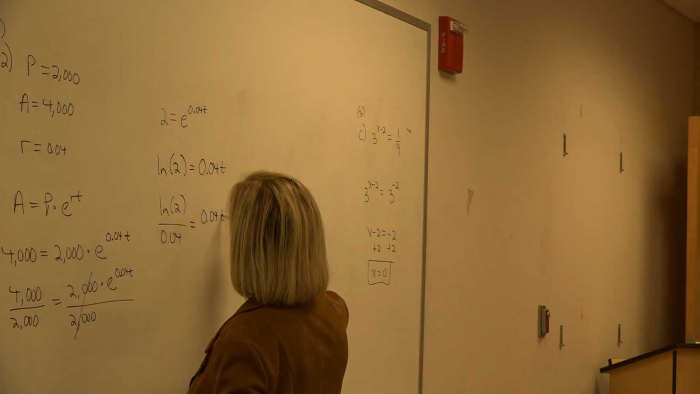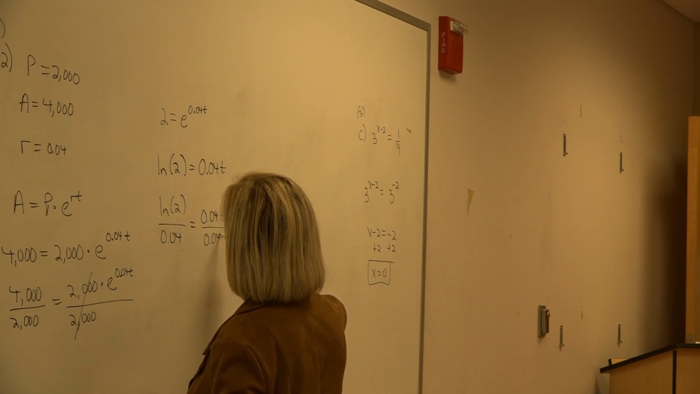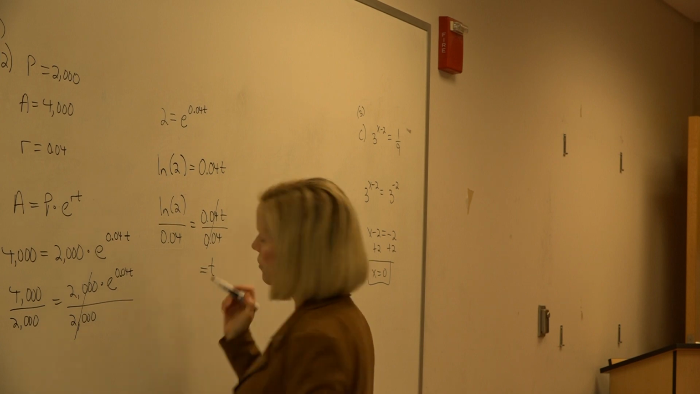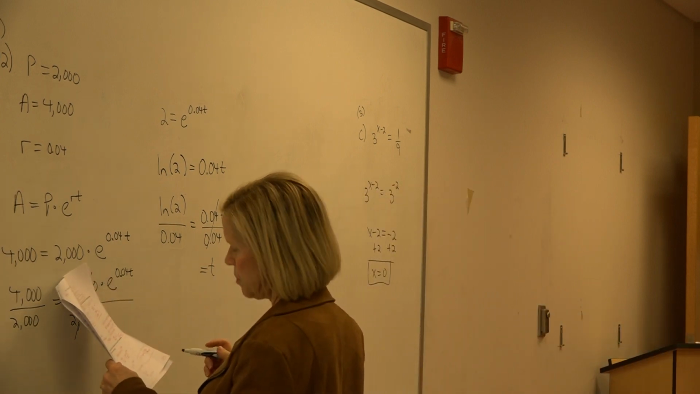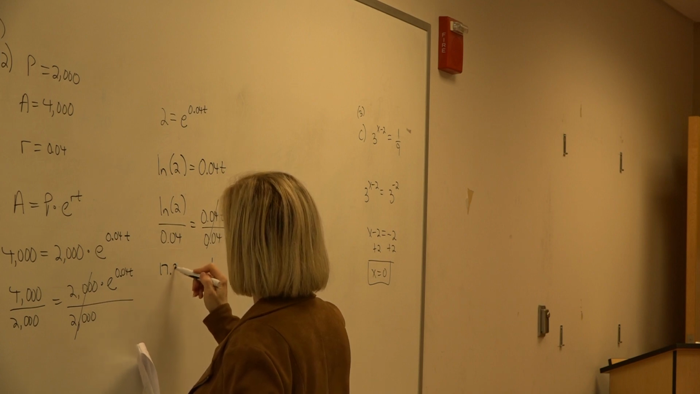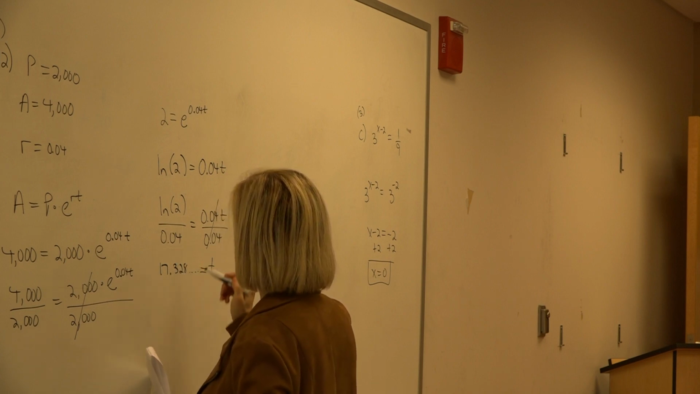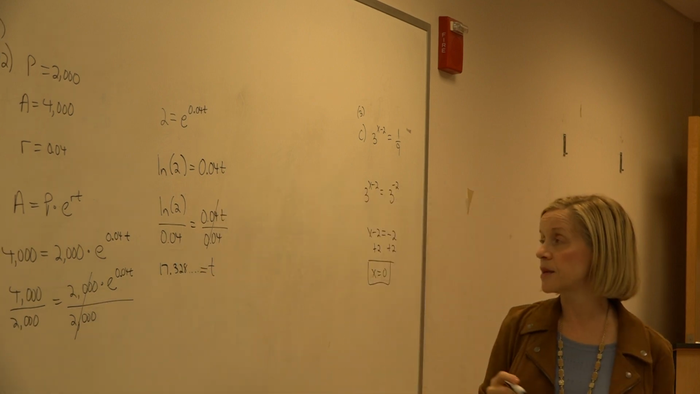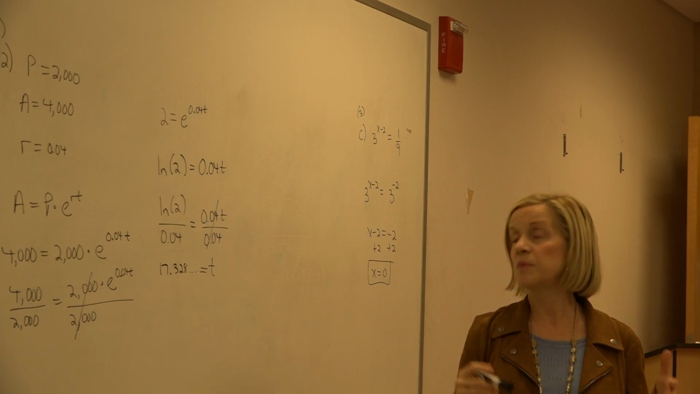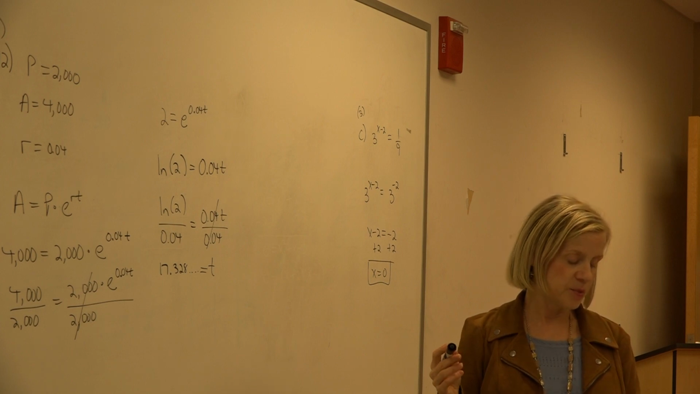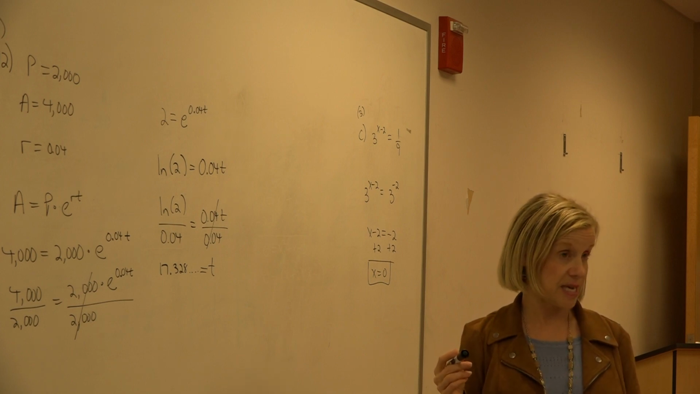And again, show me enough that I can follow your work. So what we get for time is approximately 17.328 something. So on my Labs Plus, sometimes they say round to the nearest tenth of a year, so that would be 17.3 years. But this one specifically said in years and days.